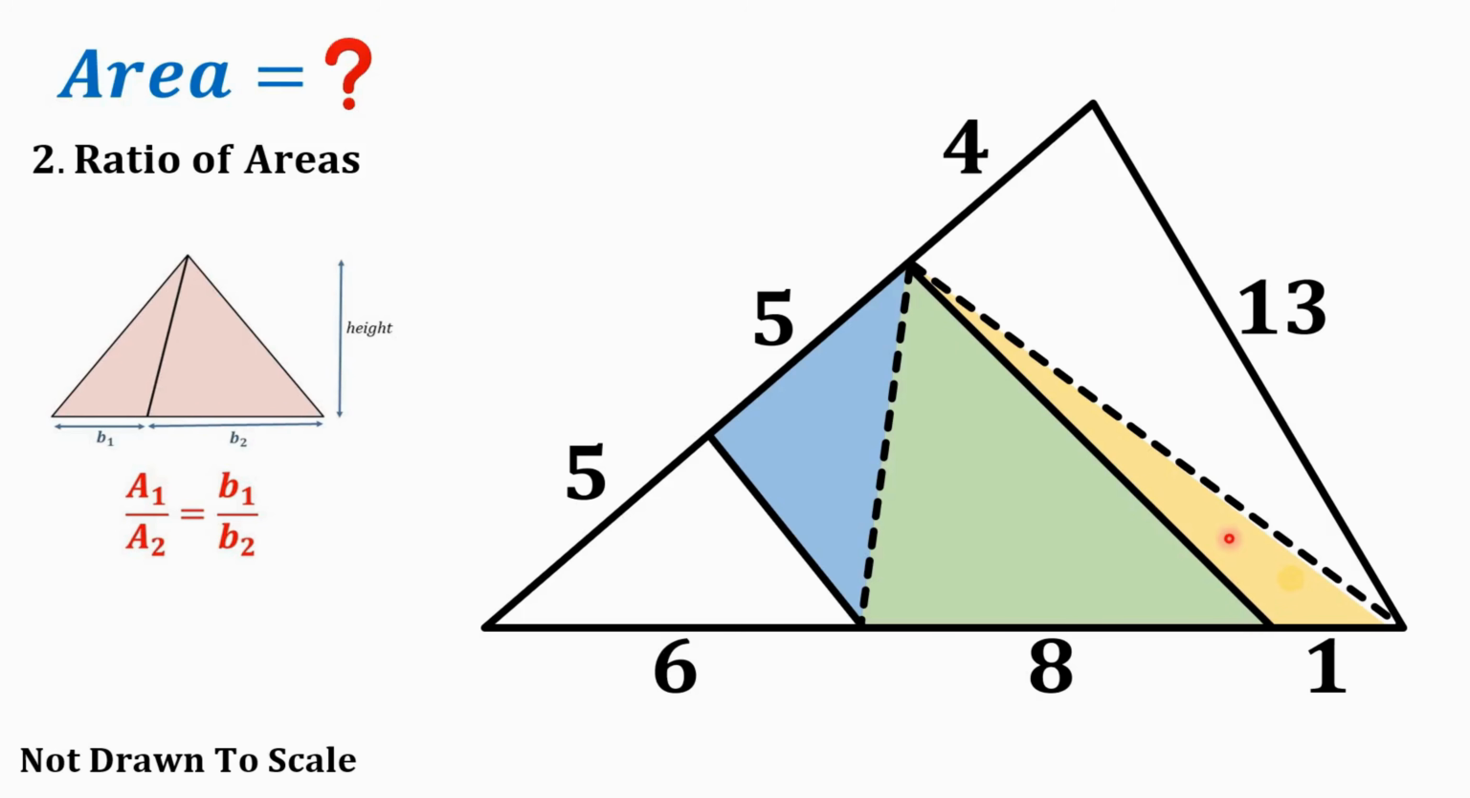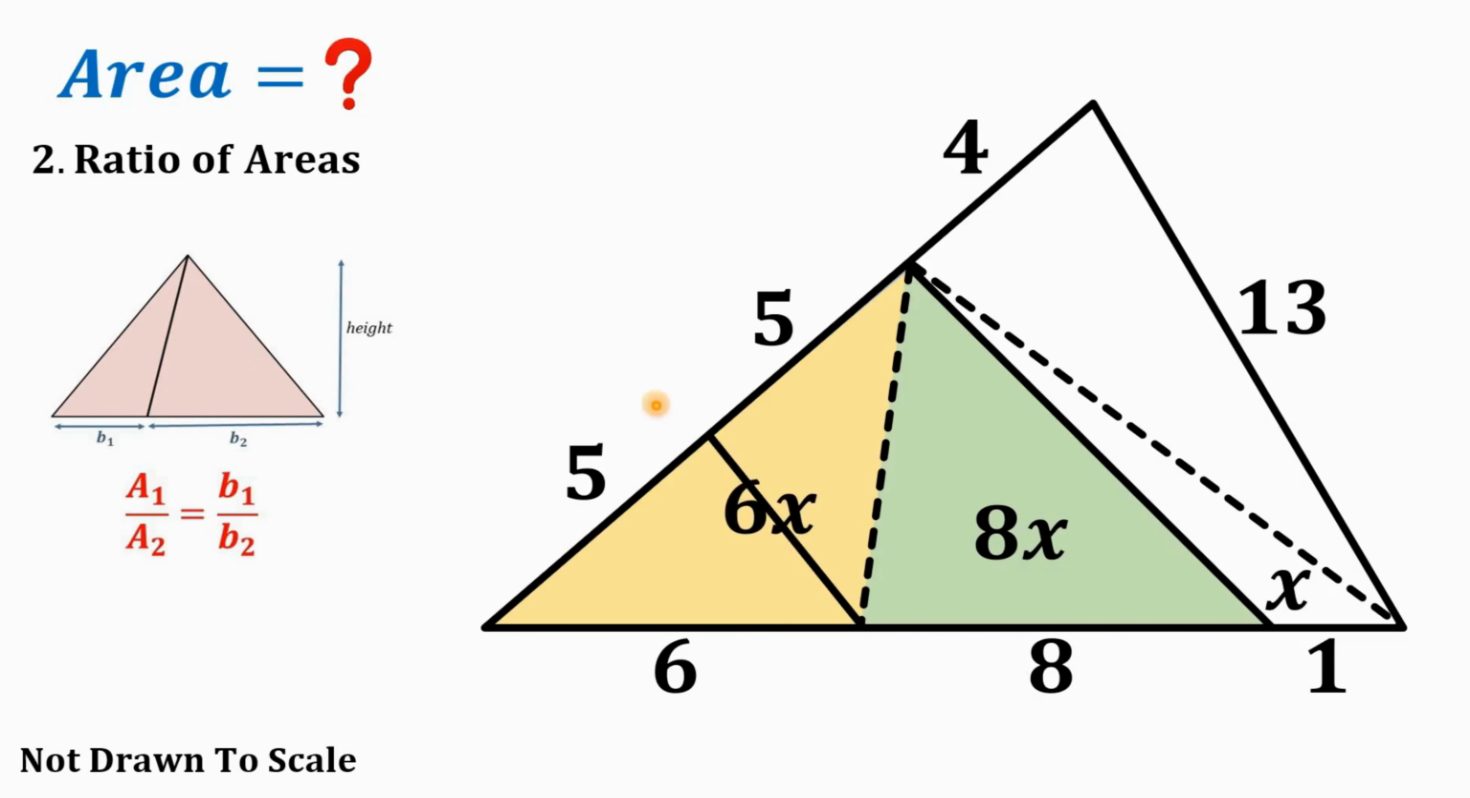Let the area of this yellow triangle be equal to x. Therefore, this green triangle must be equal to 8x. Now, how about these two triangles? We know for sure they have the same height. Therefore, the ratio of their areas must be equal to the ratio of their bases. If this is 8x, then this yellow triangle must be equal to 6x.